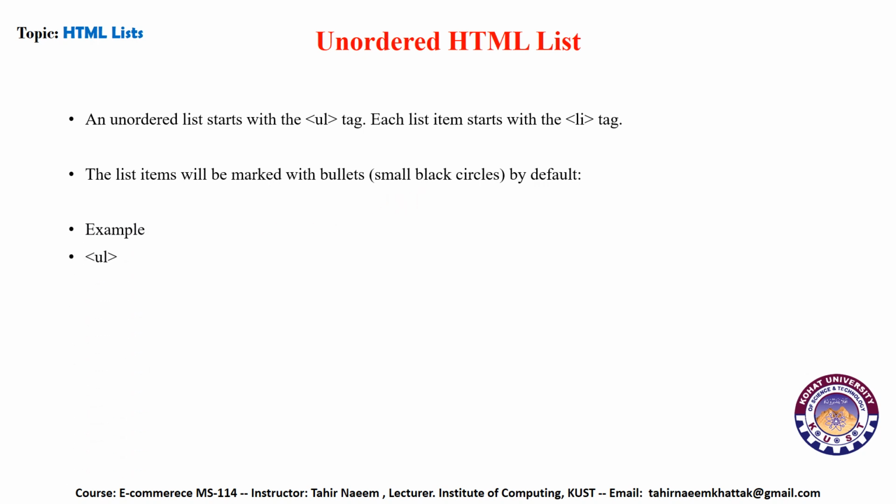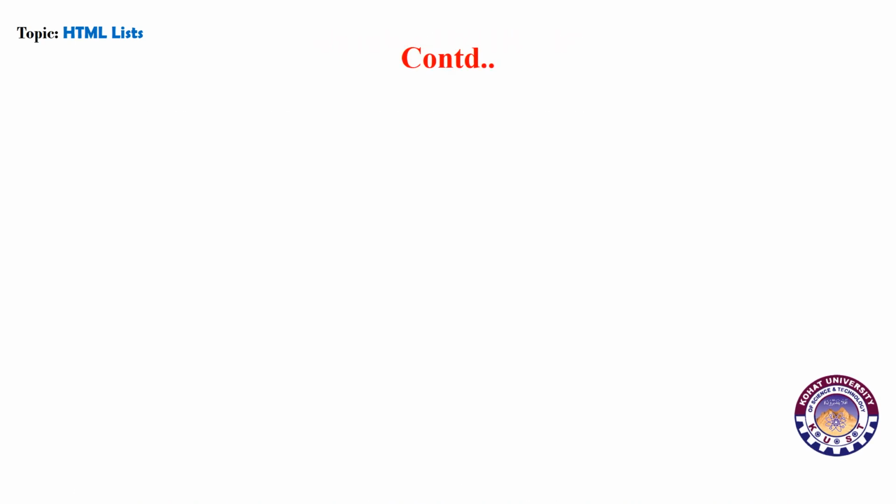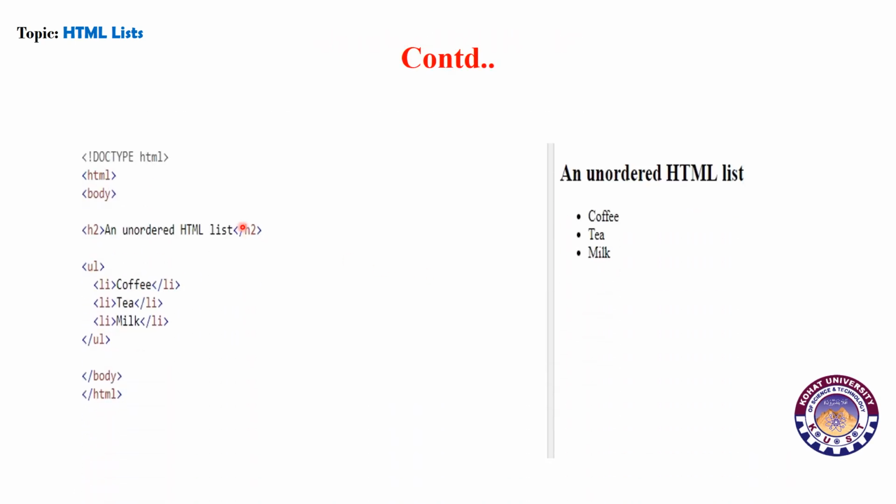So here I am giving the example. UL is the tag of the unordered list, while li is used for a list item. Here I am inserting coffee, tea, milk, and here I am closing the unordered list. Here is the example of an unordered list. Here I have inserted a heading 2 in the unordered list. And as we have previously discussed, whenever you want to start an unordered list, you have to insert the UL.